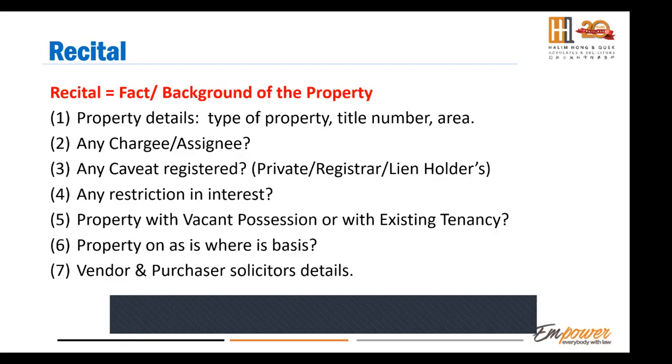From the title itself also, you can see whether there's any private caveat, registrar caveat, or lienholder caveat put in the agreement.